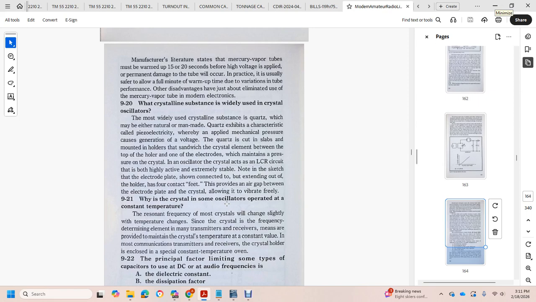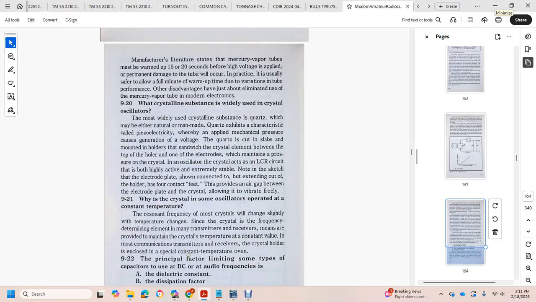Note the sketch of the electroplate: it is shown connected and extended out over the four contact feet, providing an air gap between the electroplate and the crystal, allowing it to vibrate freely. The crystal in some oscillators is sensitive to temperature, as the resonant frequency changes slightly with temperature. Since the crystal is the frequency determining element in a transmitter or receiver, that means maintaining the crystal temperature at a constant value.